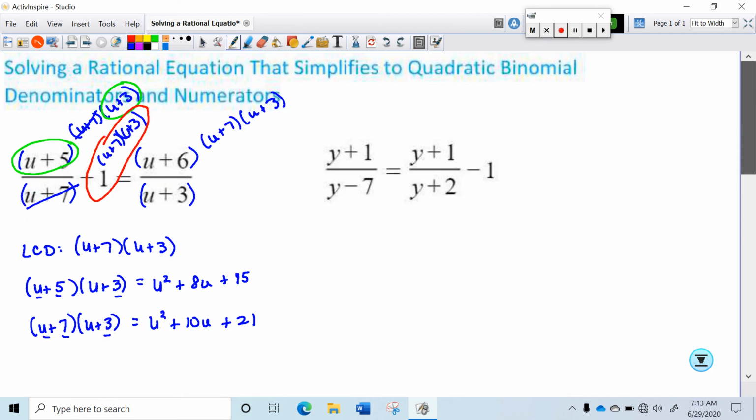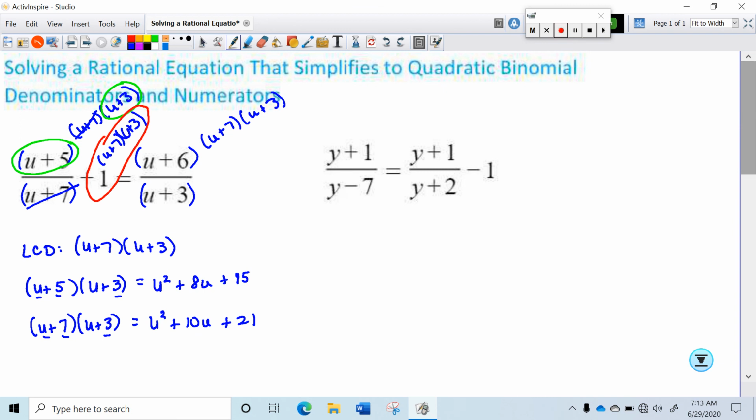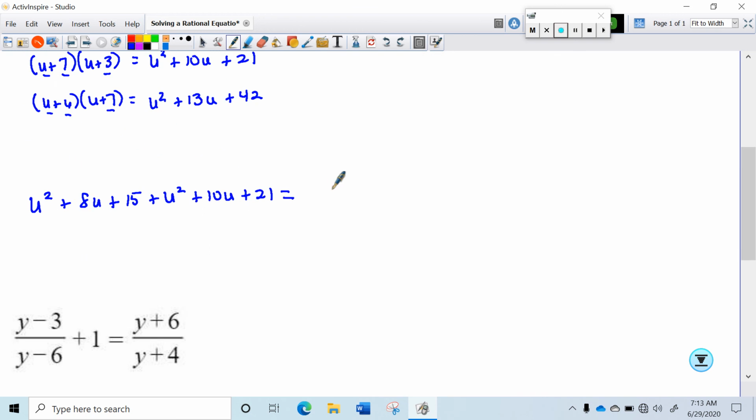See, right now I didn't give myself enough room to work. Equal sign. Now I've got to figure this out. And u plus 3 on the top cancels with u plus 3 on the bottom. So I've got u plus 6 times u plus 7. Square the first term, u squared. Add the constants. 6 plus 7 is 13, and that's a u. And multiply the constants. 6 times 7 is 42. U squared plus 13u plus 42.